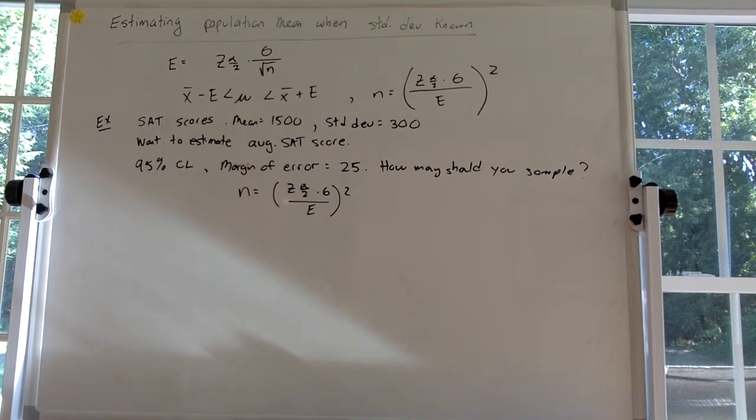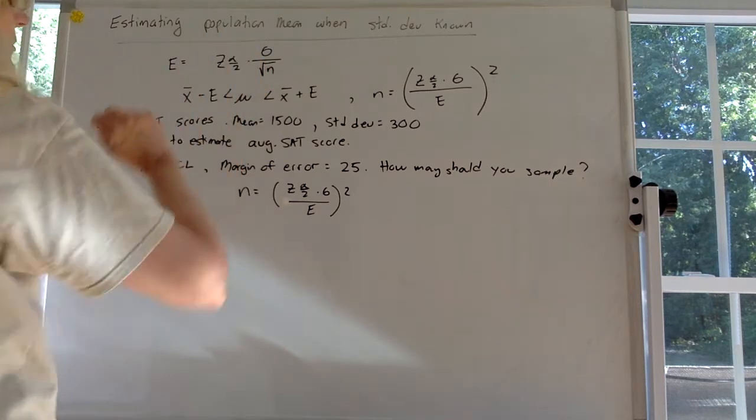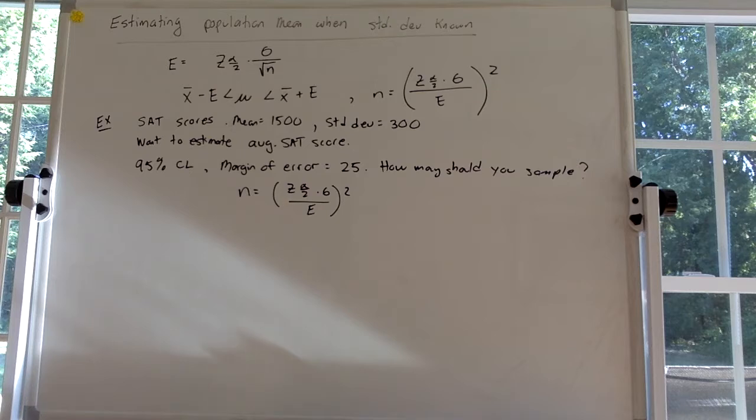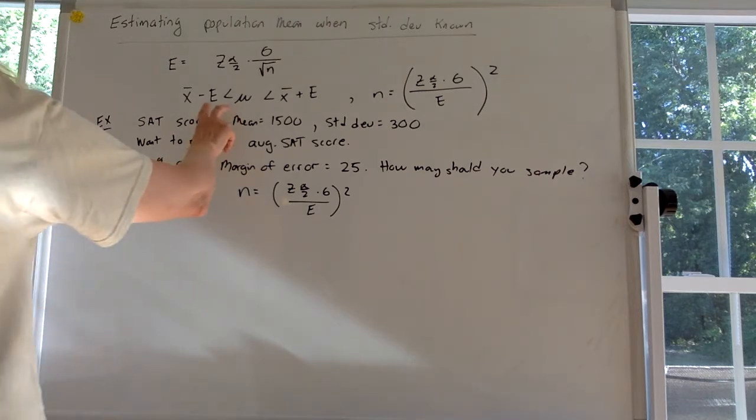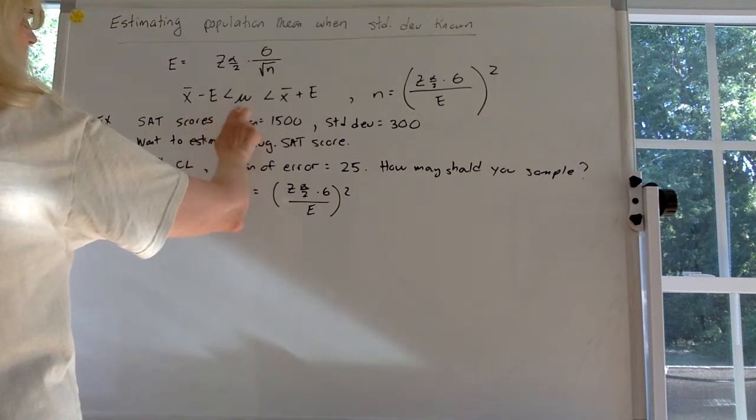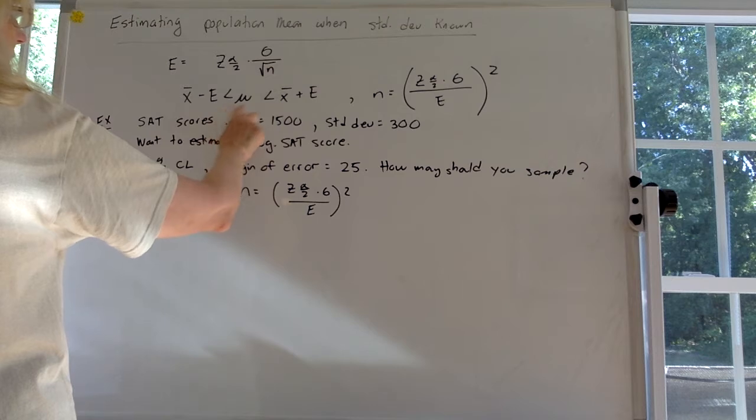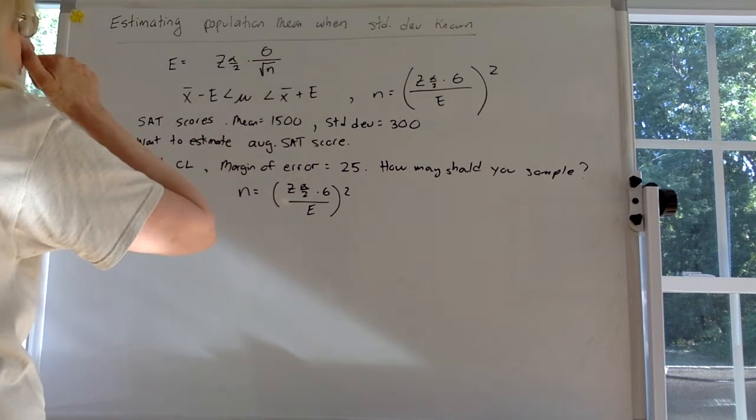Okay, in this problem, we're going to deal with situations where we want to estimate a population mean when you know the standard deviation, when you know the sigma, the population standard deviation. So we're going to be given that piece of information. In order to estimate the mean, maybe you come up with a confidence interval like this. The population mean is between two values.